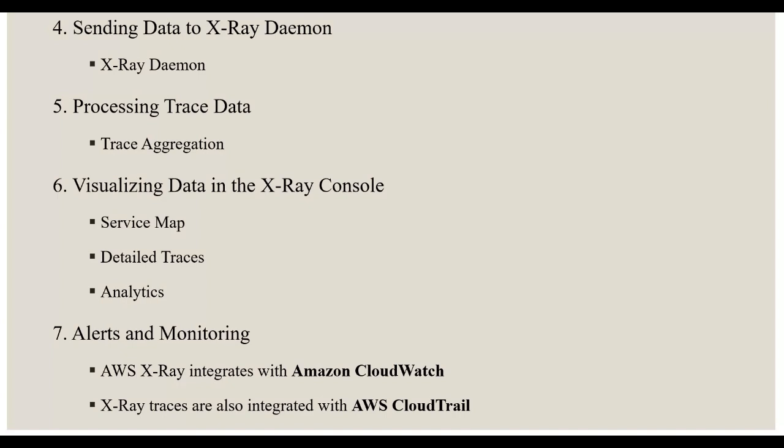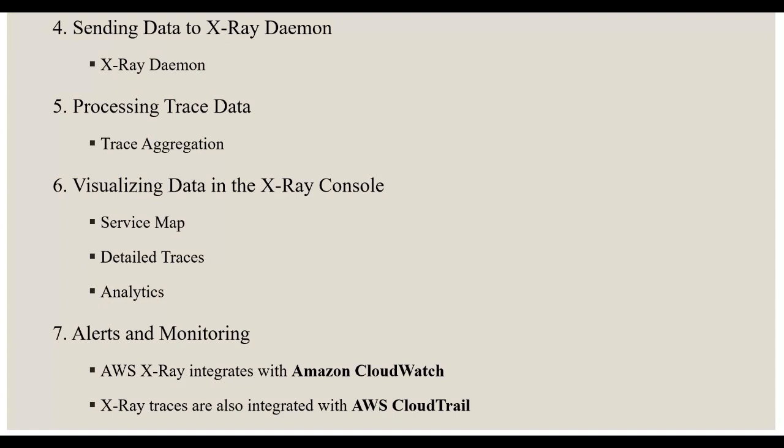The next is sending data to the X-Ray daemon. The X-Ray SDK or agents running in your application or AWS infrastructure send the trace data. The X-Ray daemon runs on your application instance, for example an EC2 instance or Lambda function. It forwards the trace data it receives to the AWS X-Ray service.